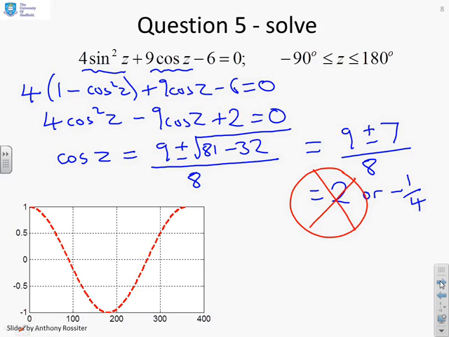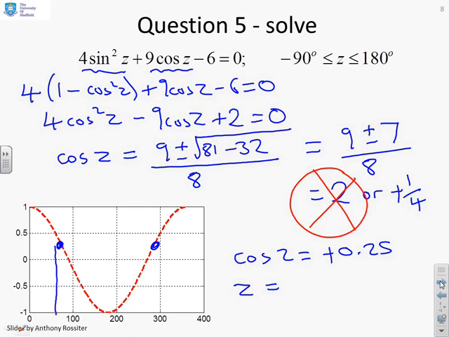So where does minus a quarter appear on my cosine curve? You can see it appears roughly here and roughly here. So these are the two solutions I'm looking for. So if I solve for cos z equals minus 0.25, you'll see you get z equals, should I have said minus a quarter? Sorry, that should be plus a quarter. I do apologise. That's plus a quarter. That was a rather careless mistake. There it is. Let's put the solution up there. That makes life a bit easier.